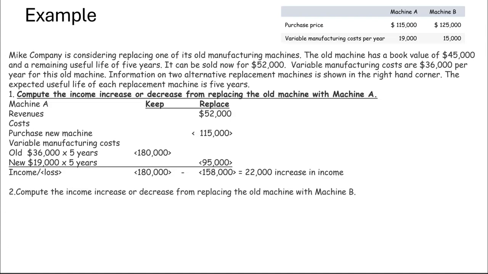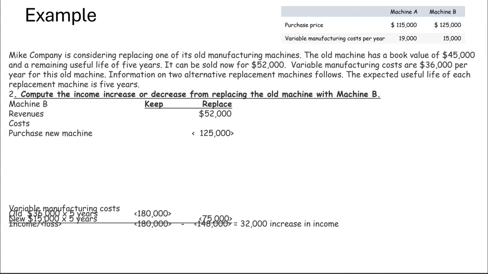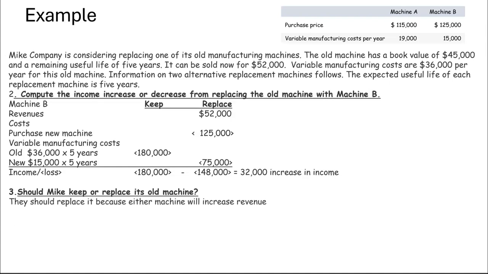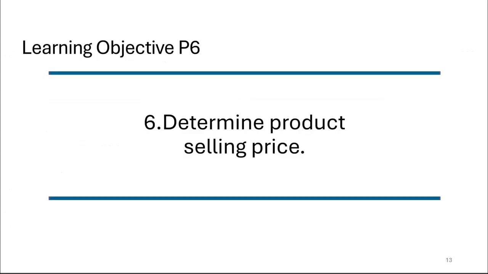Now let's look at equipment B. For equipment B, we go through the same process, and in this case, we could save $32,000. So based on this, we should replace the machine, but we should choose machine B because we save the most money. Now, what about determining product selling price?